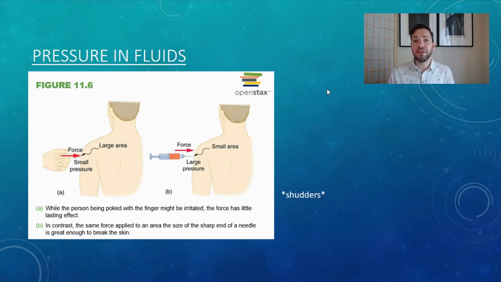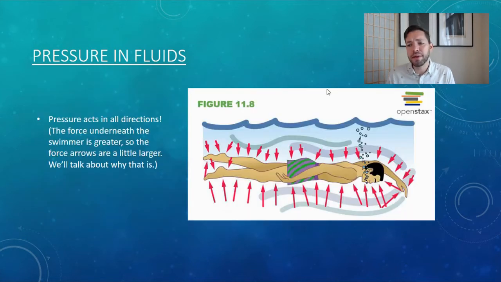And there's this relationship between pressure and force and area that you need to keep in mind. If we're poking someone with a finger or a needle, the amount of force we use can be the same. But depending on the area that we're applying that force to, the pressure can be very, very different. If we're applying it over a larger area, like our finger, it'll be kind of a small pressure. If we're applying it over a very small area like the tip of a needle, that pressure is going to be very great and will break the skin. So just keep in mind that sort of inverse relationship between area and pressure. And also keep in mind that pressure acts in all directions.